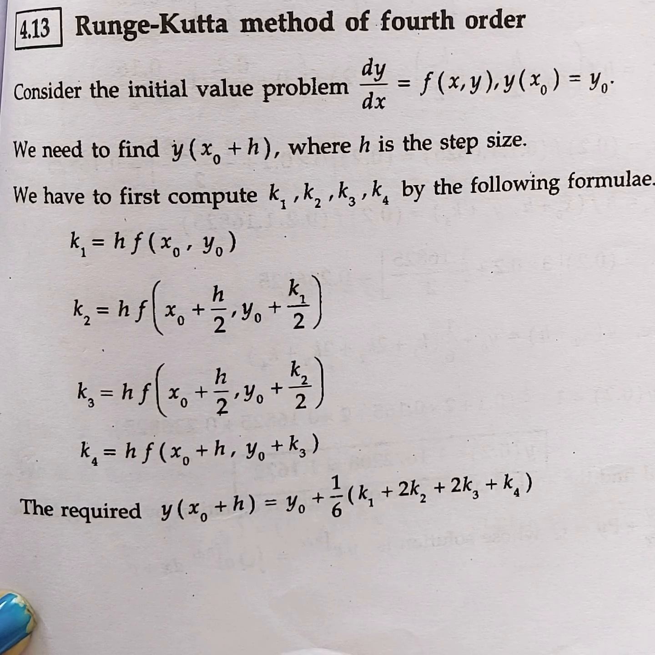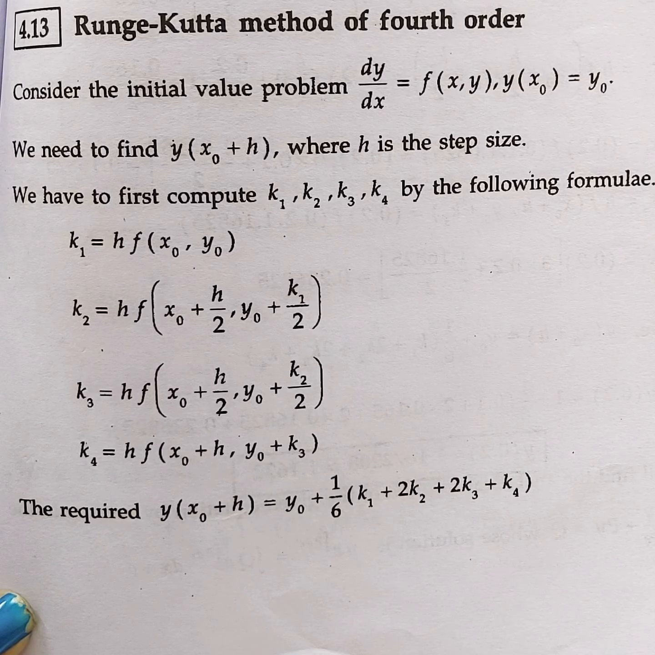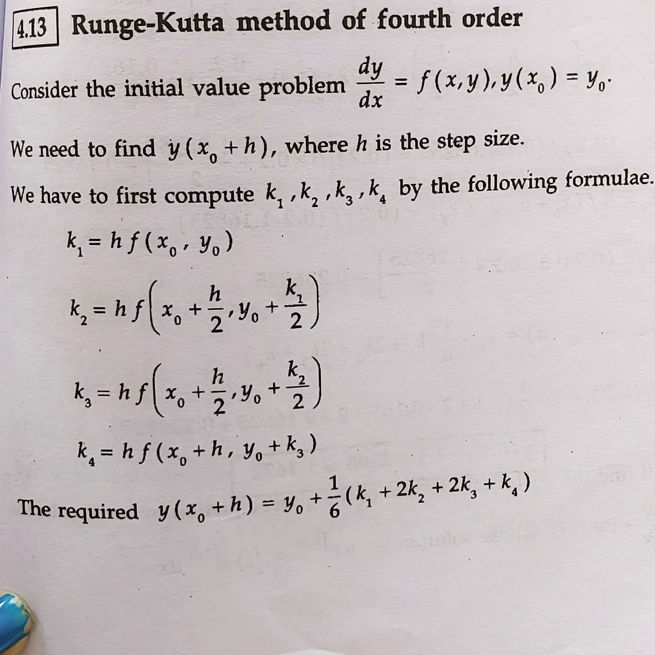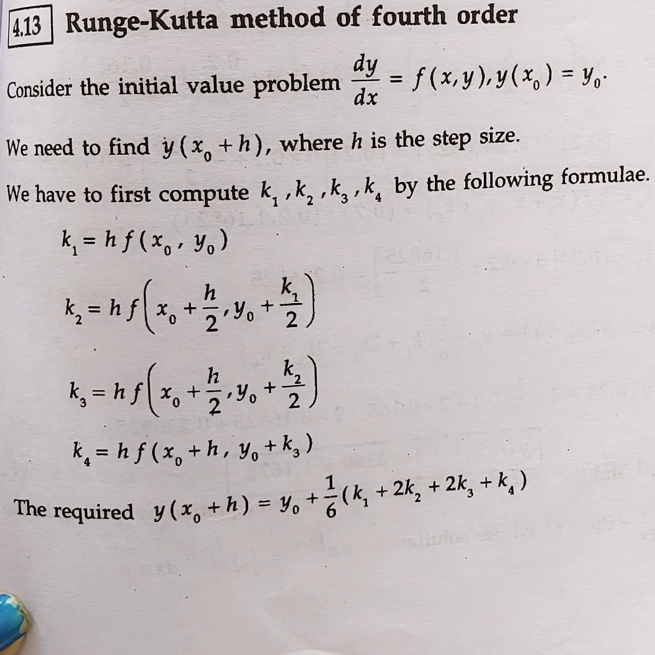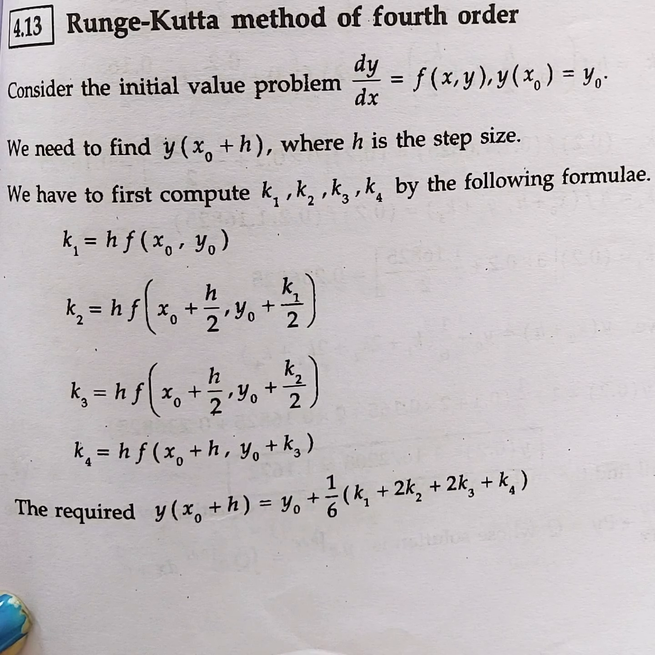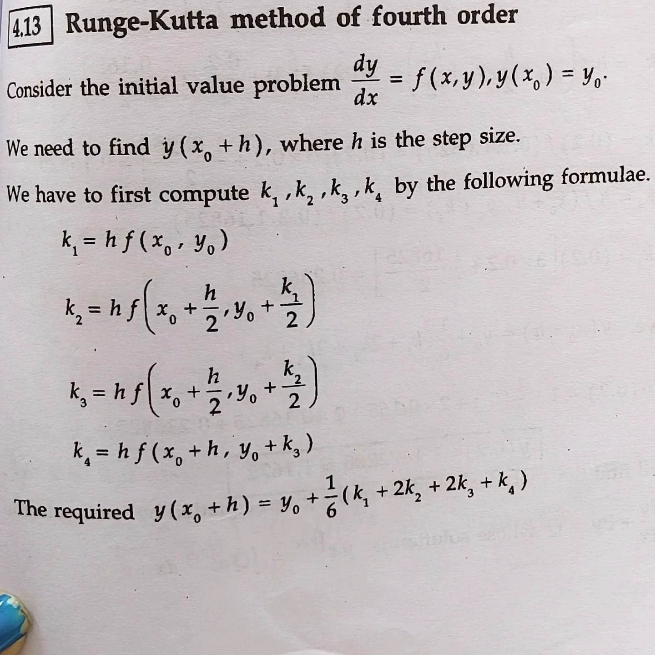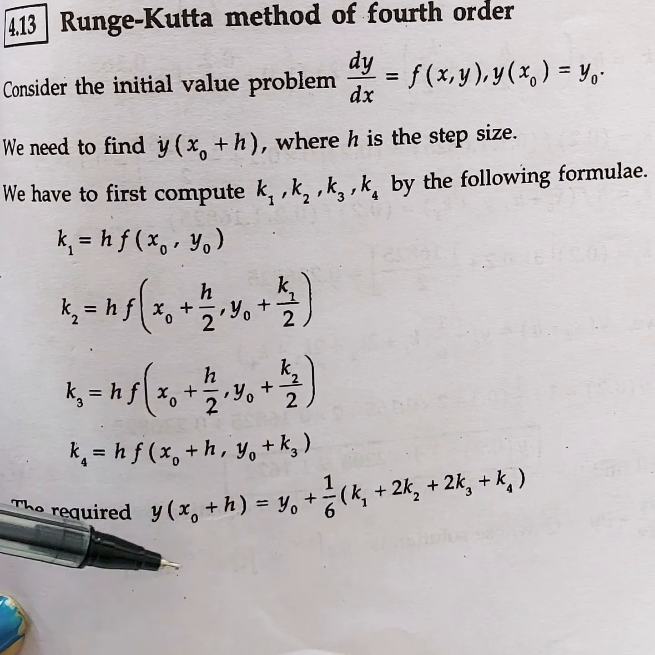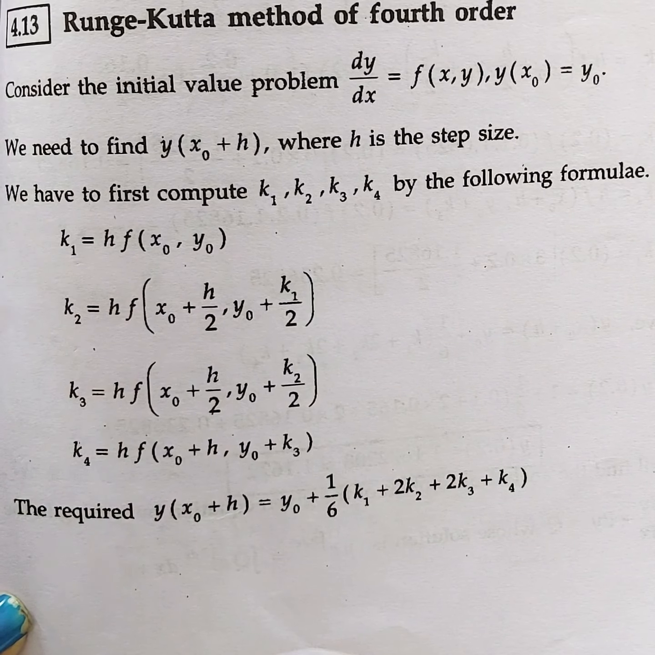Previous problem x0 is 1, h is 0.1, so 1.1. So we are going to find the y value at 1.1, same. Here the difference is we are going to find 4 slopes, that is k1, k2, k3 and k4, and finally we have this formula. First I will explain what these are.